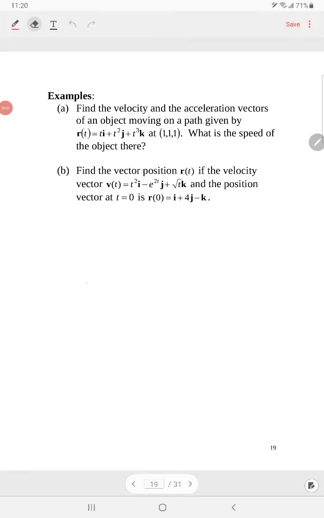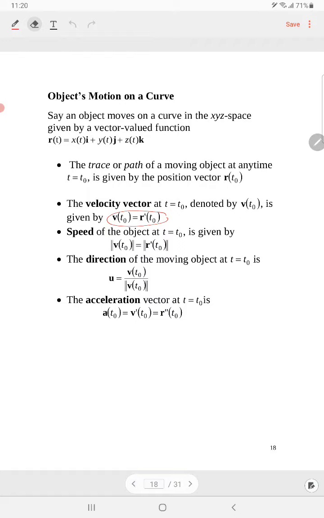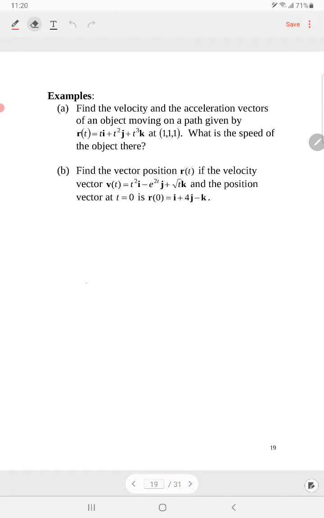Assalamualaikum and welcome back. We are still on object's motion on a curve. Okay, let's continue with the second example, example B. Here we are asked to find the position vector r(t) if the velocity vector v(t) is given as this, and the position vector at t equals 0 is equal to i plus 4j minus 4k. So here we're given velocity, and we are asked to find r(t).